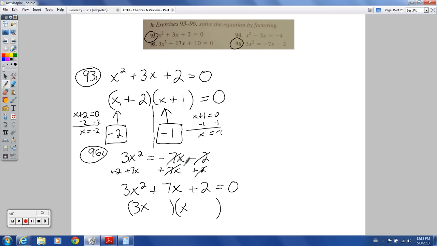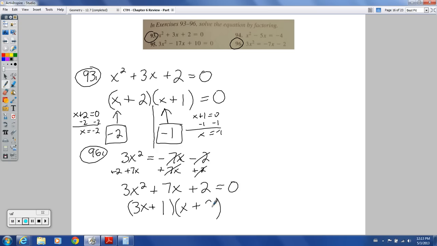So 3x times x. That's the only way to get a 3x squared part to start. And you're going to have 2 somewhere and 1 somewhere. That's the only way to multiply to get 2. Those are the only 2 factors of 2. So if I put a 2 here and a 1 here, let's see what happens. This would be 2x and this would be 3x. So my outside and inside pieces would add to 5x. That's no good. So a little trial and error here. That didn't work. But if I flip-flop those, it should work.